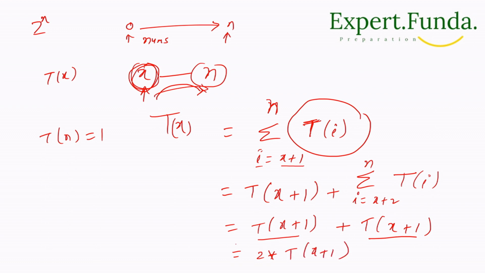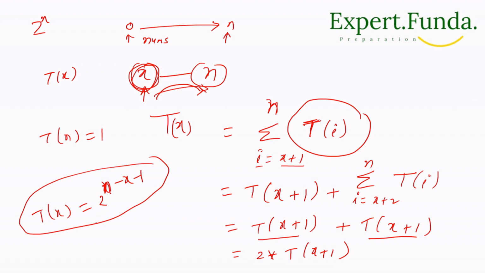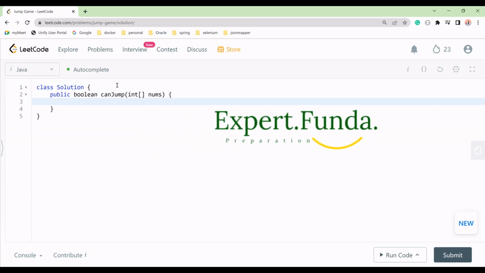And if we reduce this, T of x will become 2 to the power n minus x minus 1, and we will prove that with dynamic programming, okay?